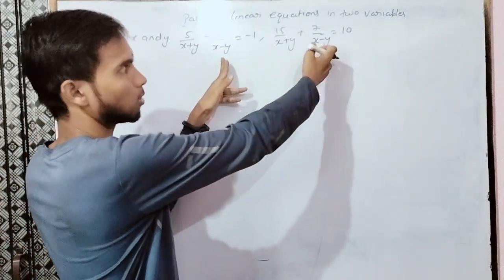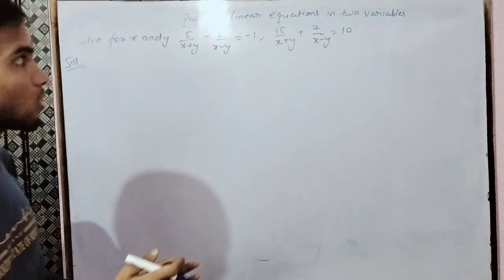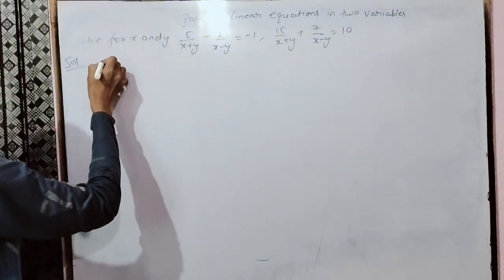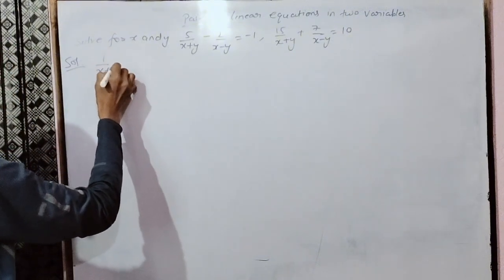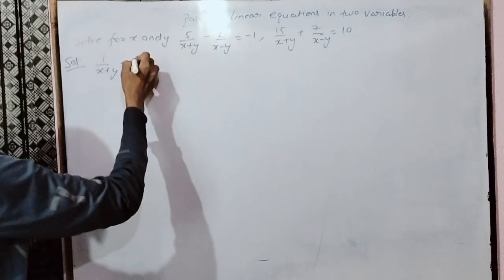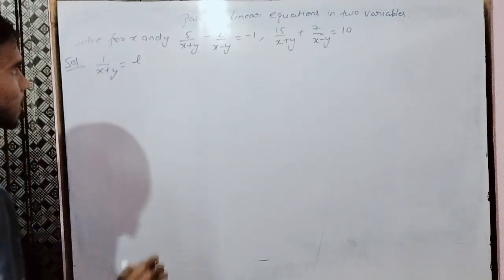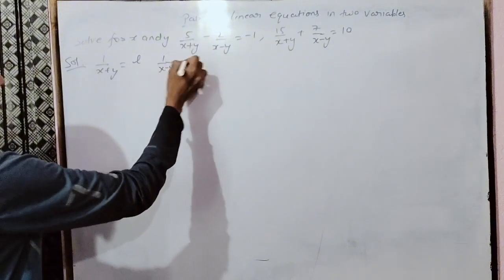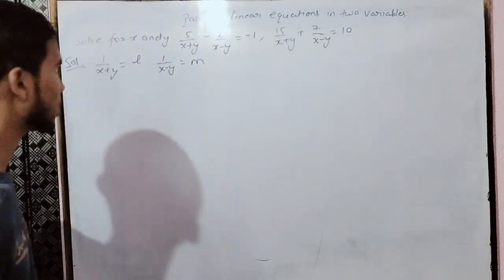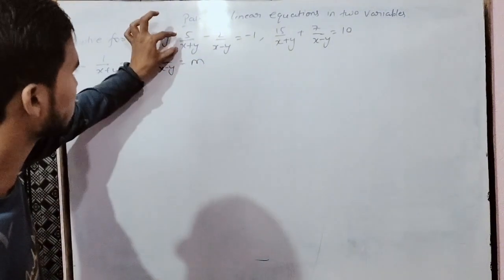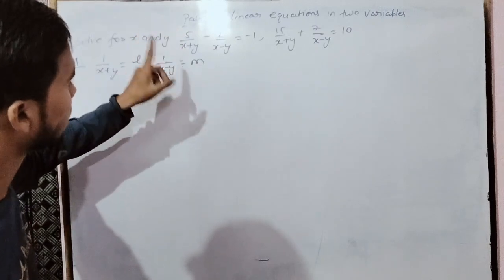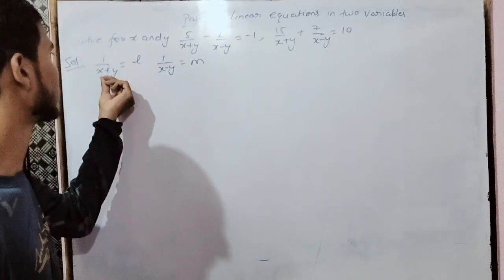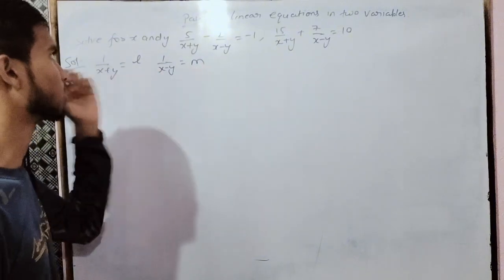So can we let 1 upon x plus y as l, and 1 upon x minus y as m? Because here we have 1 upon x. After finding l, m, n, we will apply the value of l is equal to this, value of n is equal to this.